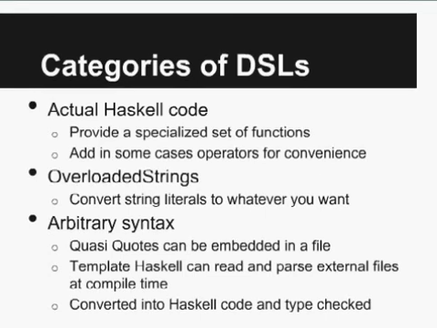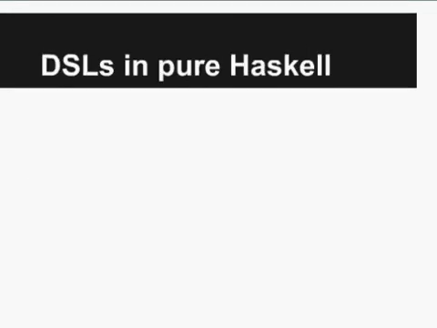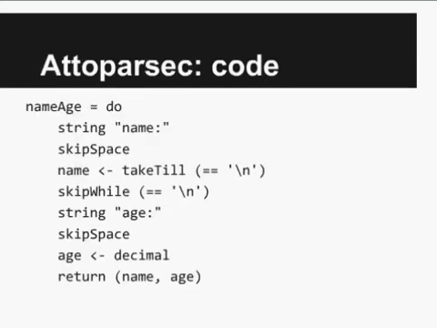All right, so let's step through some examples of real-life Haskell DSLs, starting off with the first category that I mentioned, in pure Haskell. Attoparsec is a commonly used library. Instead of a parser generator, it's actually a parser combinator library. So what you're seeing in front of you is just normal Haskell code.